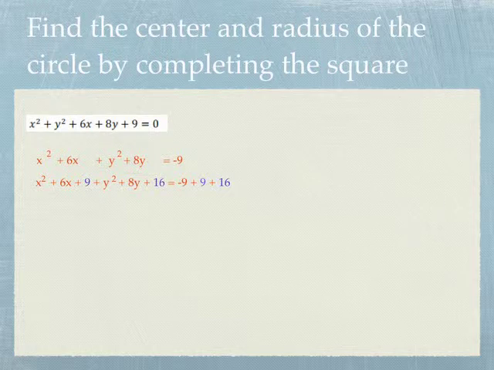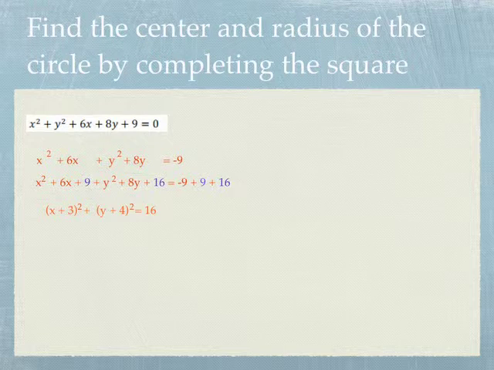So I'm going to look at the x's and I'm going to create the perfect square, which would be x plus 3 squared, because half of 6 was 3. And then I'm going to do the same thing with the y's. Half of 8 is 4, so I've got y plus 4 squared. And then negative 9 plus 9 plus 16 would be just 16, because the negative 9 and positive 9 cancel. So now it's in the correct form, and I can figure out the center and the radius.